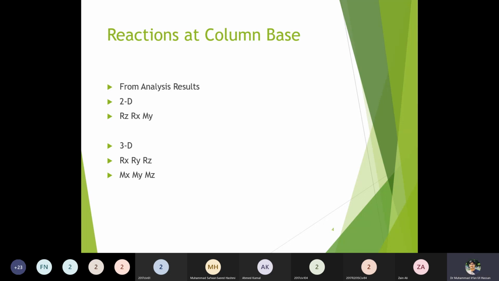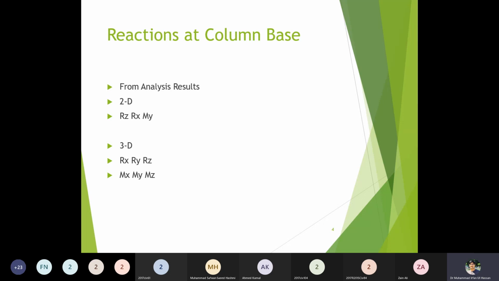The second one is the 3D model. When I analyze the 3D model, all 3 reactions in the X, Y and Z directions are present, where X and Y are the plan directions, and Z is the axis along the height. All 3 moments are present as well. Mz is the moment about the vertical axis, and Mx and My are the moments about the two plane axes.